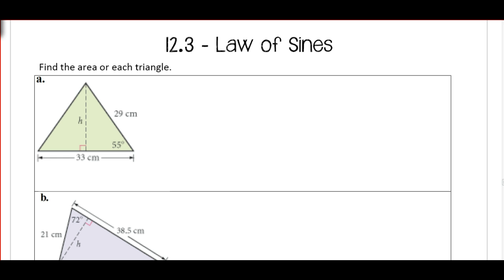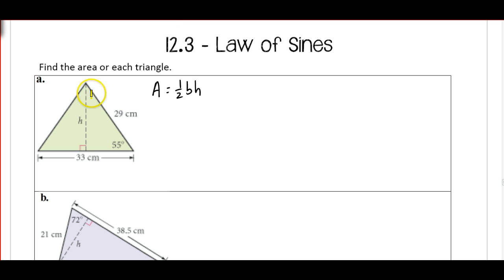So let's take a look at an example. We're going to be using some stuff that we've learned previously in the chapter to help us find the area of this triangle. If we look, we've got the height here labeled h, which we're going to need if we're going to use our standard formula for finding area, which is 1/2 base times height for a triangle. And we know the base is 33, we just need to find the height.